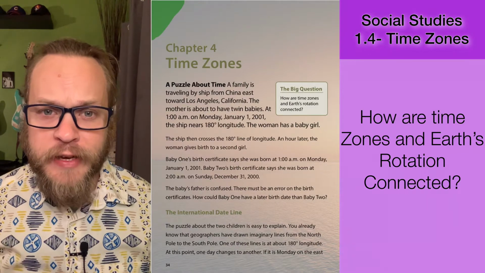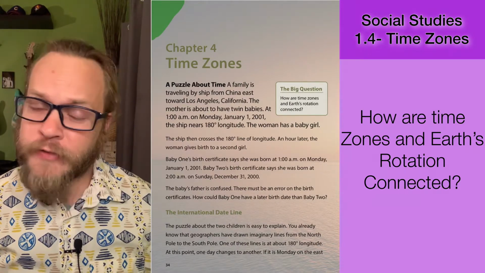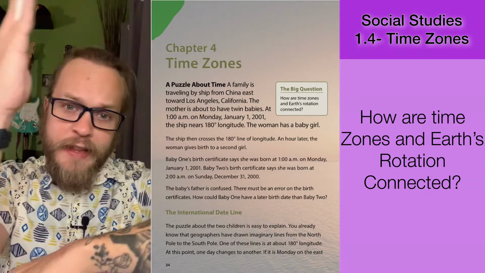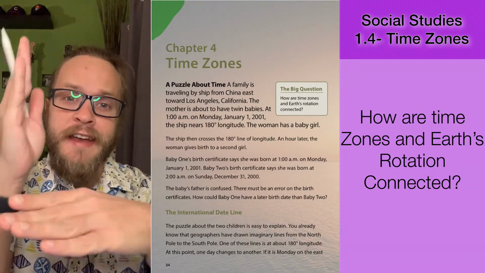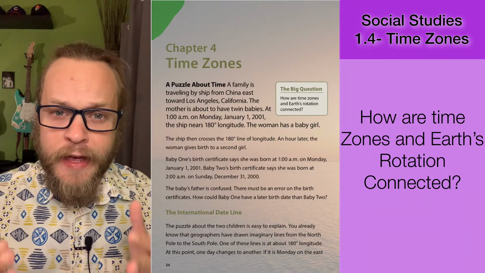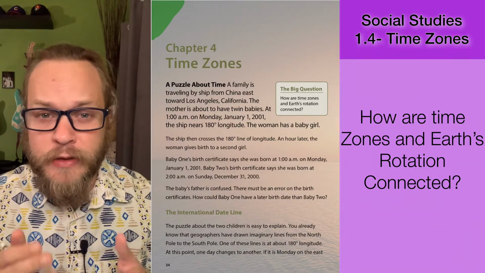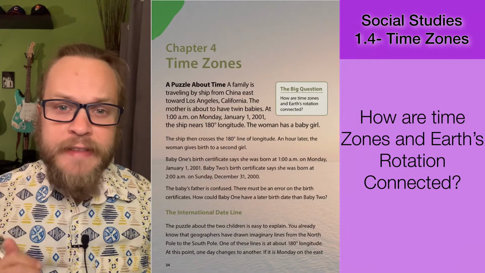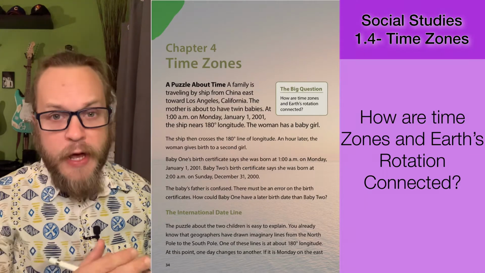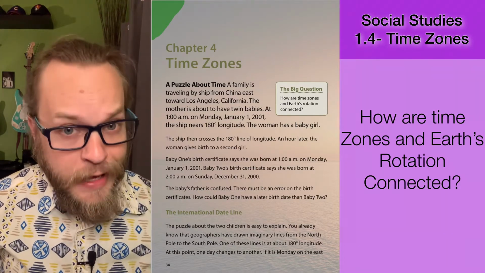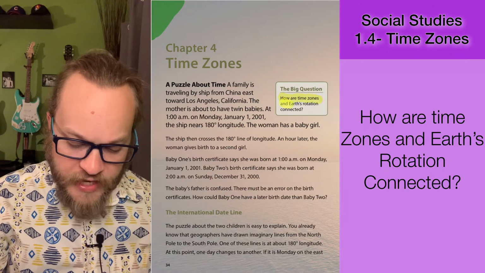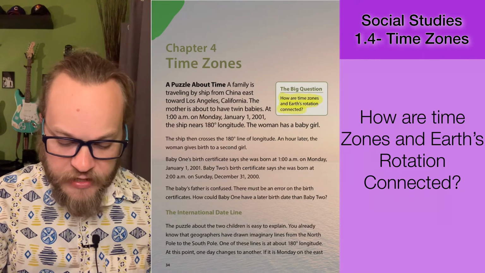We're going to be talking about time zones. We've talked about the space between lines of latitude and longitude, using those to find exact coordinates and the exact location of specific spots in reference to our maps, using special keys and scales to interpret what our maps mean. Now we're going to understand time zones. So our big question for today is, how are time zones and Earth's rotation connected?